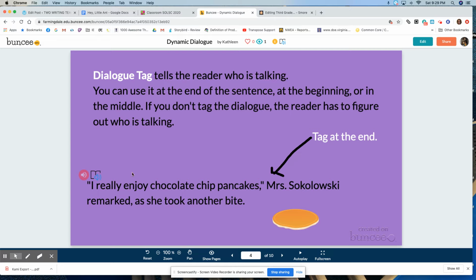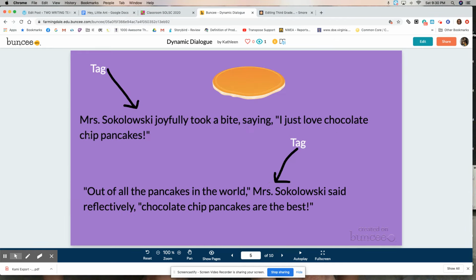So here's an example. And you can see there are those quotation marks again. "I really enjoy chocolate chip pancakes," Mrs. Sokolowski remarked as she took another bite. You could also tag in the beginning. Mrs. Sokolowski joyfully took a bite, saying, "I just love chocolate chip pancakes." You can also tag in the middle and have the person start talking and then finish. "Out of all the pancakes in the world," Mrs. Sokolowski said reflectively, "chocolate chip pancakes are the best." So you can tag in any of those places.